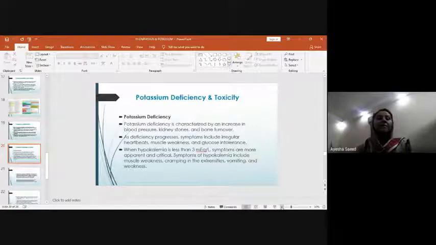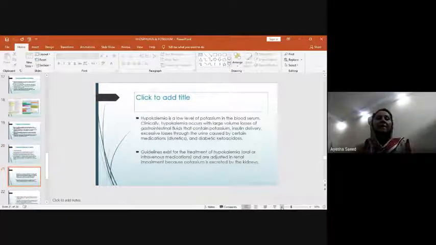When it is less than 3 milliequivalents per liter, symptoms are more apparent and critical. The lower limit was 3.5, but if it's less than that, hypokalemia means deficiency of potassium. Symptoms of hypokalemia include muscle weakness, cramping in the extremities, vomiting, and weakness. Hypokalemia is a low level of potassium in the blood serum. Clinically, hypokalemia occurs with large volume losses of gastrointestinal fluids that contain potassium.